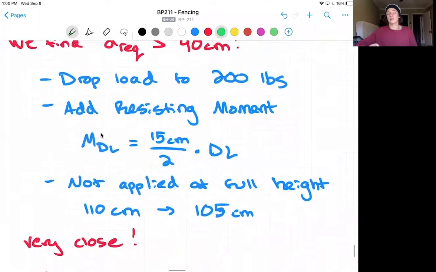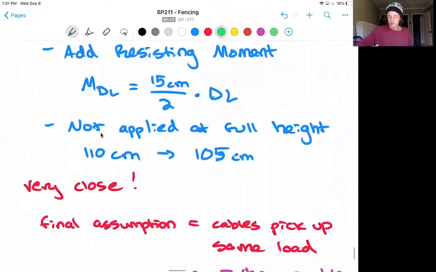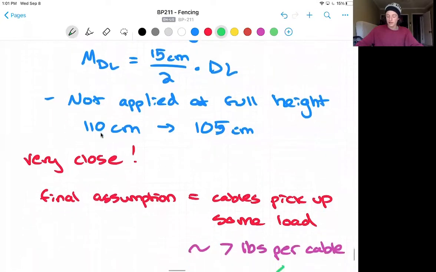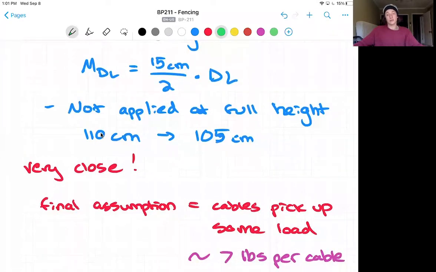At this point, we get something that is very close to working. And if you do the math, you can make the final assumption that the cables are picking up some of that load like we assumed before. And we calculate that that's about 7 pounds per cable. So the tension in those cables, because they are routed from the bottom of the approach ramp to where the bridge span begins, we can assume that actually if the guardrail were to start failing or start to pull out under an impact, the tension in the cables is what's keeping it in place.